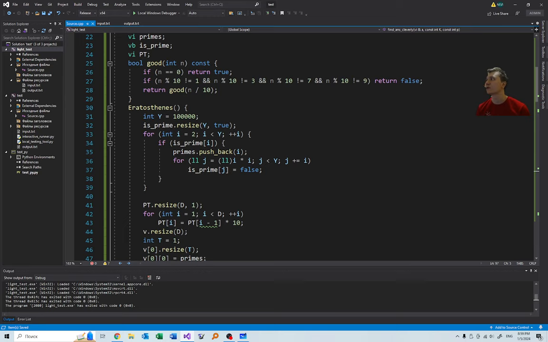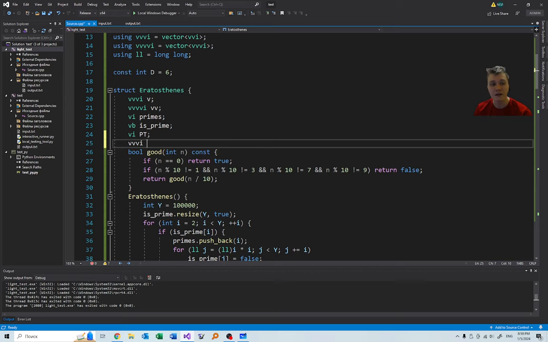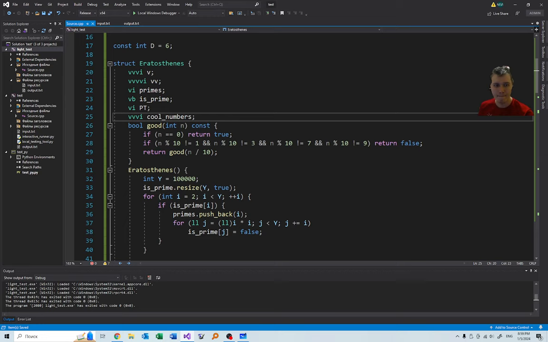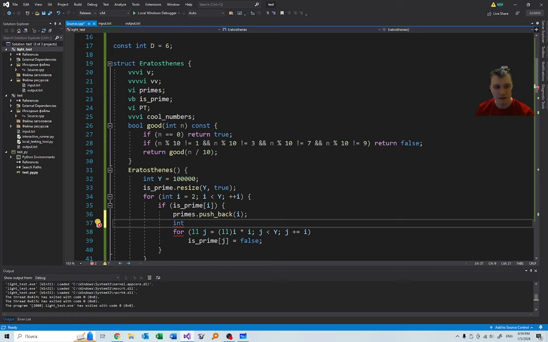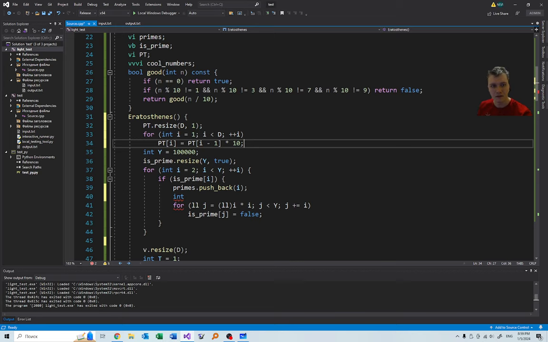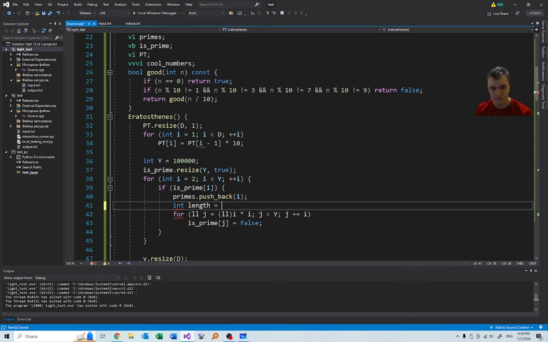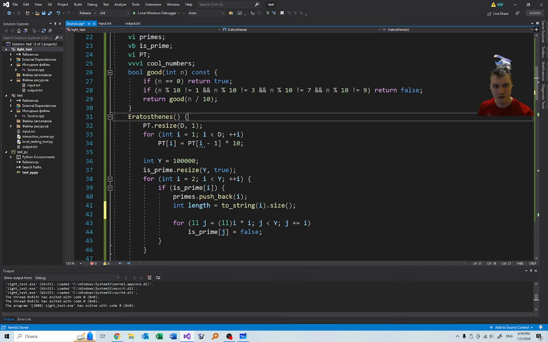let's sort all numbers by the first digit, I think. Let's call them cool numbers. So, cool numbers are parameterized by their beginning and their first digit. So if this is a prime number, so let's take its length. We should put it, so also cool numbers should be resized.